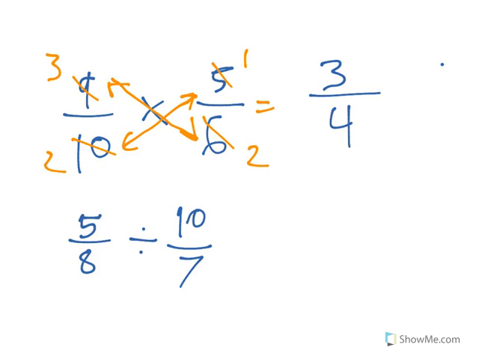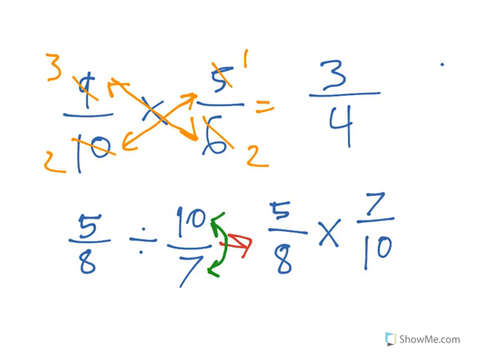Now we're going to do 5 over 8 divided by 10 over 7. Do we divide fractions? No, we don't divide fractions. We multiply the reciprocal. We flip them, so the 7 is on top and the 10 is on the bottom. We don't divide fractions. We multiply the reciprocal. That's what I like to say in my head.